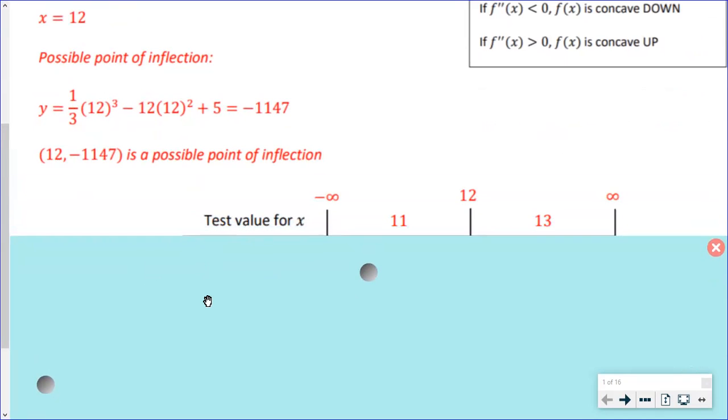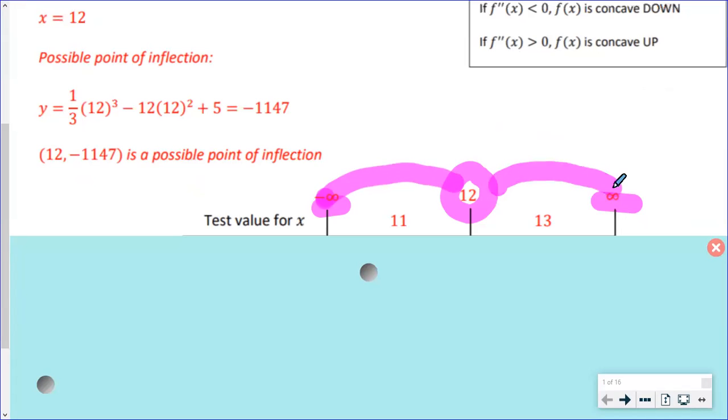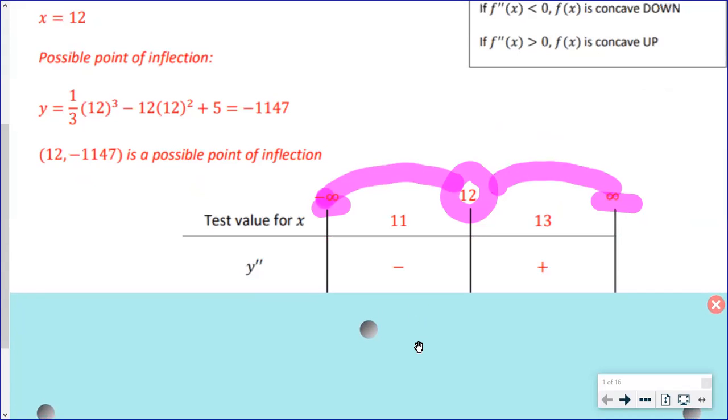my possible point of inflection, and we always have the negative infinity and the positive infinity on the outsides, and that gives us 2 intervals in our table, and I'm choosing test values that are close to the possible inflection points. So when we plug these values into the second derivative, I plug in 11 into the second derivative, and I will get a negative value. And when I plug in positive 13 into the second derivative, I will get a positive value.